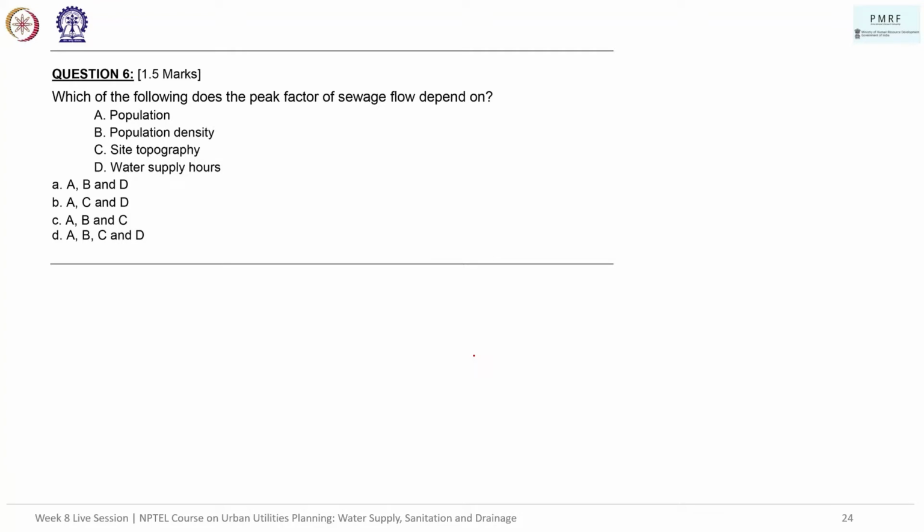Which of the following does the peak factor of sewage flow depend on? A, population; B, population density; C, site topography; and D, water supply hours. Any answers?